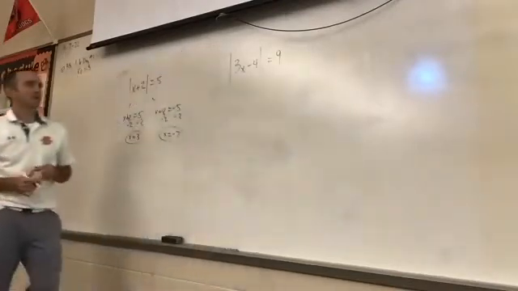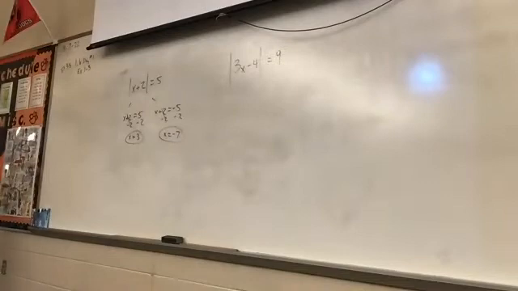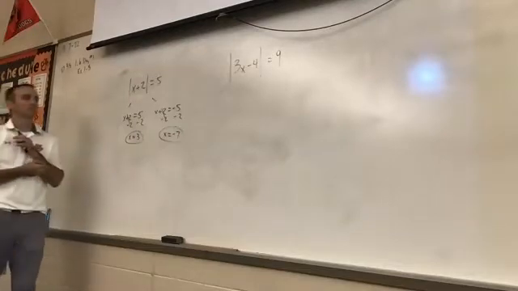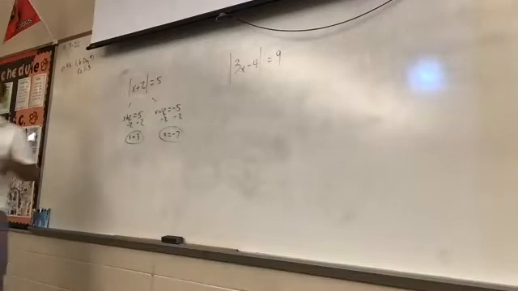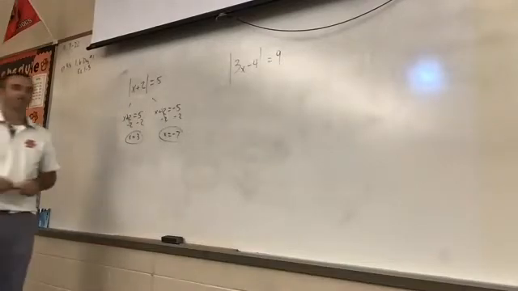Absolute value of 3x minus 4 is equal to 9. Tell the person next to you what the 2 equations are going to be that you're going to write down. Okay, and then go ahead and write those down.